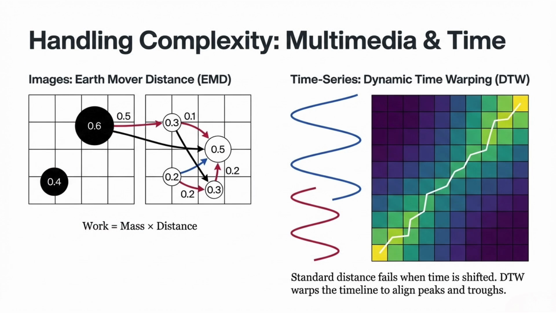When working with multimedia data like images, standard distance measures may not be sufficient. Earth mover's distance compares image histograms by calculating the work needed to shift mass between distributions. In time series data, standard distance metrics fail when sequences are misaligned in time. Dynamic time warping, or DTW, aligns sequences by stretching or compressing the timeline. This allows us to compare patterns accurately even when peaks or troughs occur at different moments.